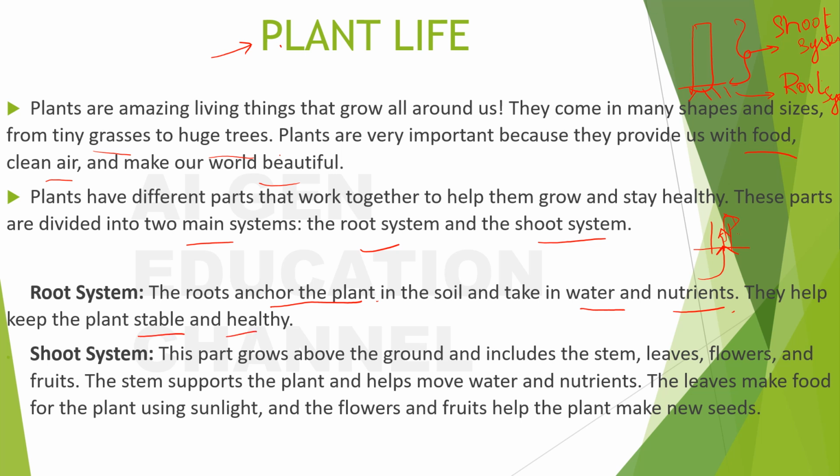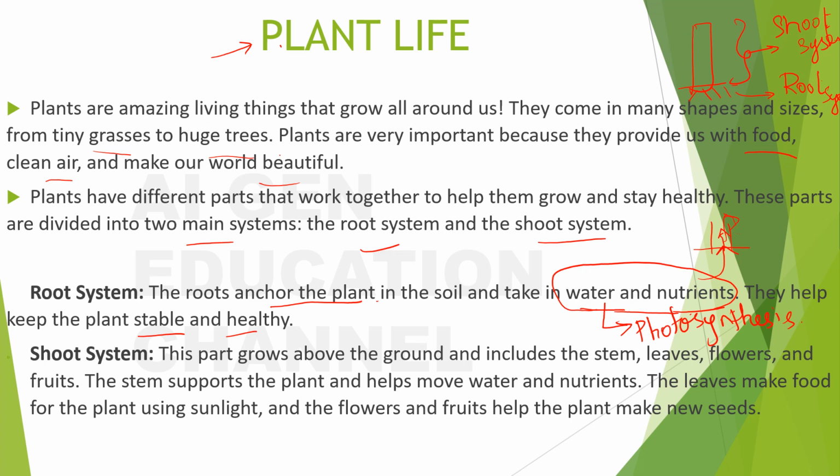Without roots, without water and nutrients, what happens? The plant won't get the required water and nutrients, without which it can't survive. With water, what will it do? Photosynthesis, right? Water is needed for photosynthesis so that it can make its own food. So without water and the needed nutrients, the plant won't be able to survive.